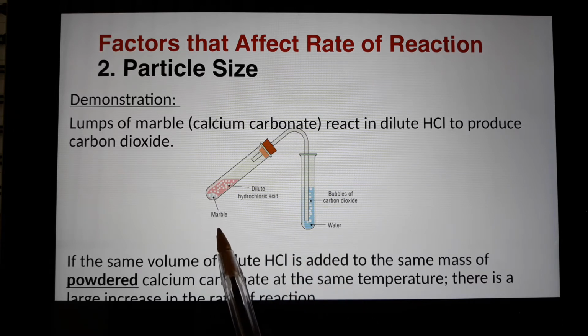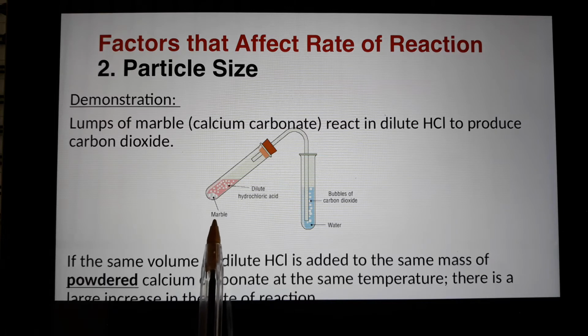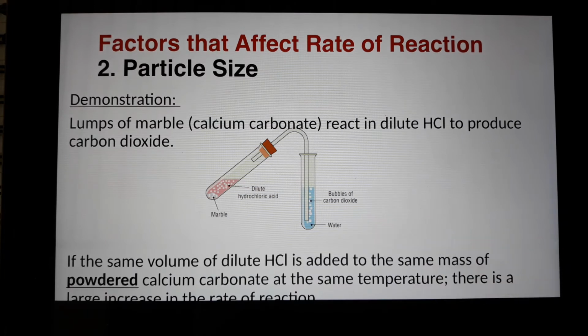I now add my fine marble chip powder into the same concentration of hydrochloric acid, and in the first 30 seconds I'll expect to see loads and loads of bubbles. So what's happened there is a much faster rate of reaction in the same amount of time with the powdered marble chips as opposed to the lumps of marble. It says if the same volume of dilute hydrochloric acid is added to the same mass of powdered calcium carbonate at the same temperature, there is a large increase in the rate of reaction, i.e. a large increase in the amount of bubbles produced in the same amount of time.